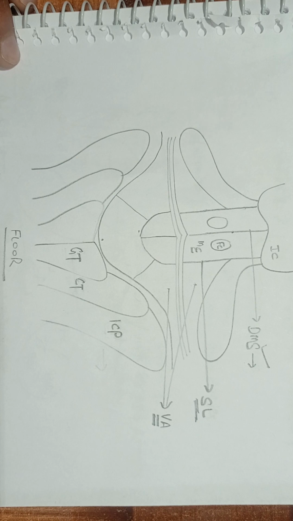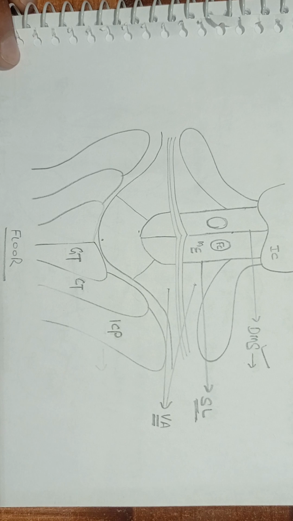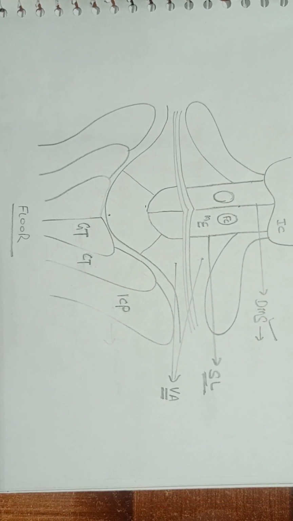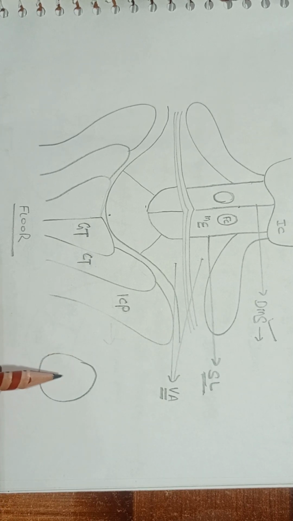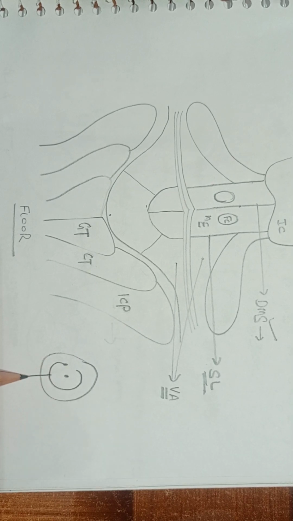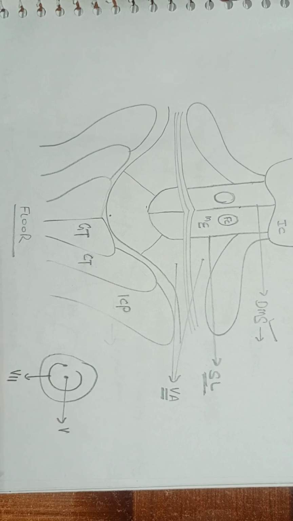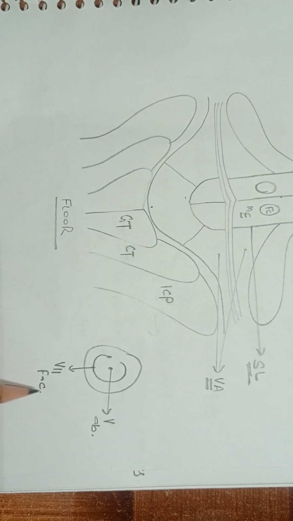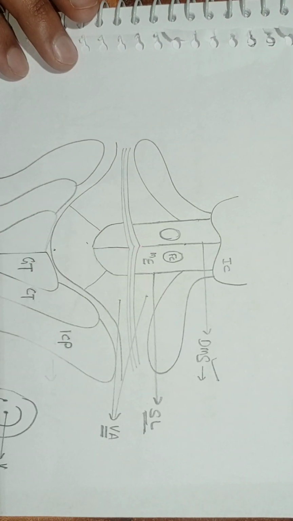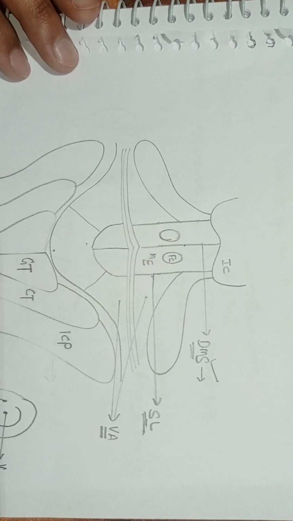After that, we will talk about the facial colliculus. This circle-like structure is the facial colliculus. Deep to the facial colliculus, the seventh nerve loops around the nucleus of the sixth nerve, the abducent nerve. This is the facial nerve. So we talked about dorsal median sulcus, sulcus limitans, and facial colliculus.